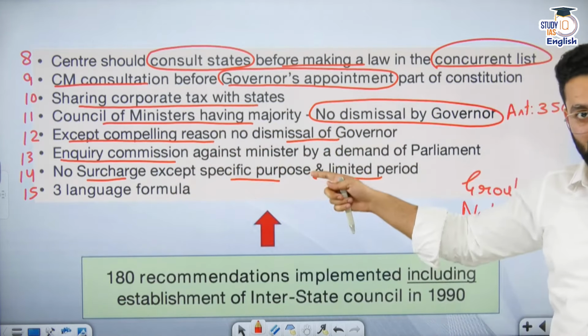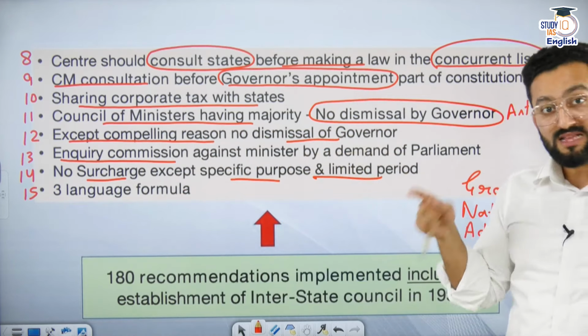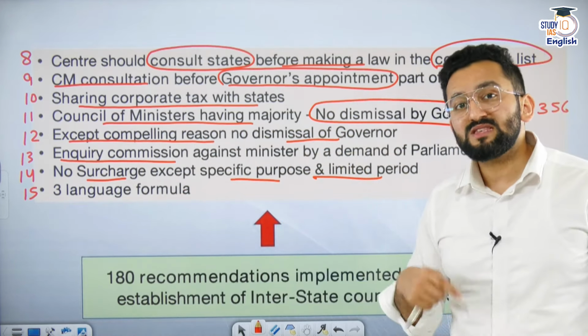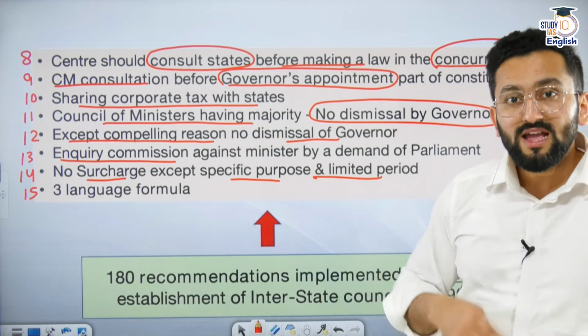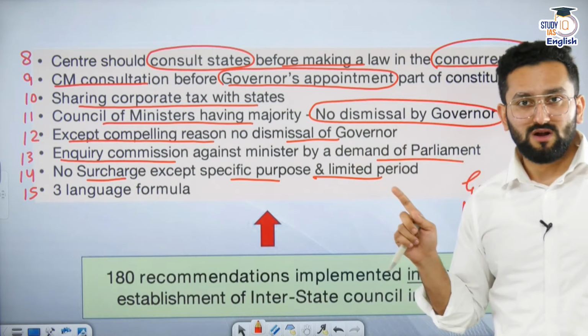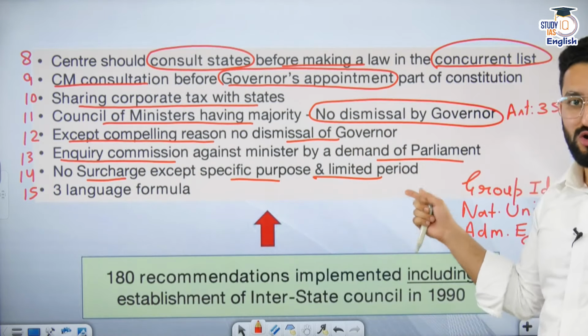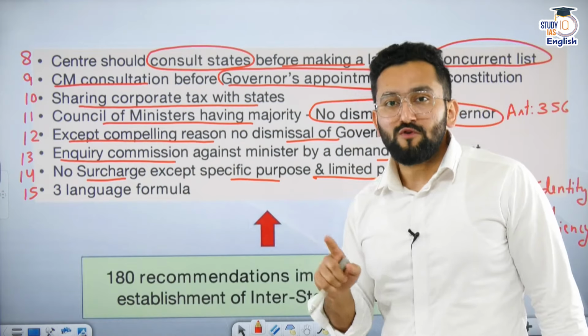Inquiry commission against ministers can be made only on the demand of parliament. As I told you, there was apprehension that many times inquiry commissions against CMs and ministers at the state level are made by the center. So this can be done only when parliament makes such a demand. Surcharge should be in specific cases and for short term. And the 3-language formula was suggested.